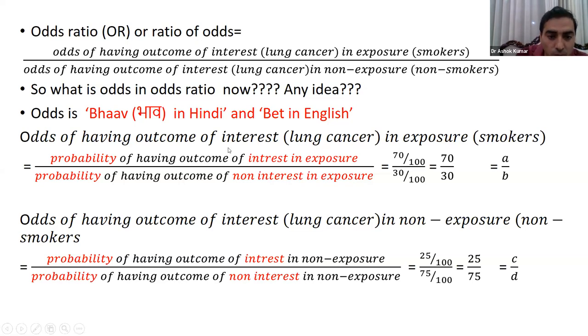So here, what is the outcome of interest? Lung cancer. In exposure means smokers, divided by the probability of having the outcome of non-interest, which means no lung cancer, in exposure. Exposure means smokers. So this is the calculation. We can see here, what do you mean by probability?